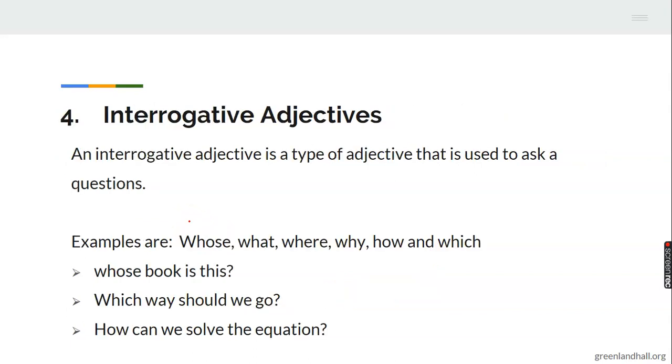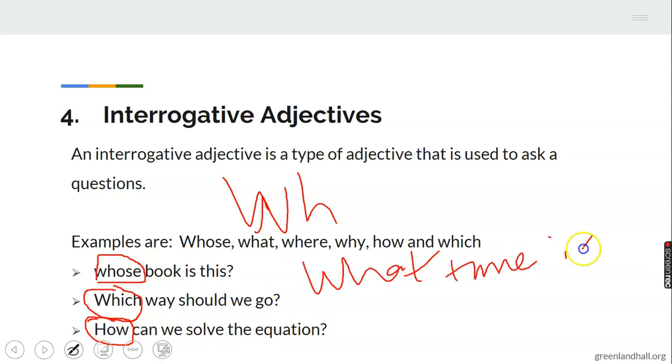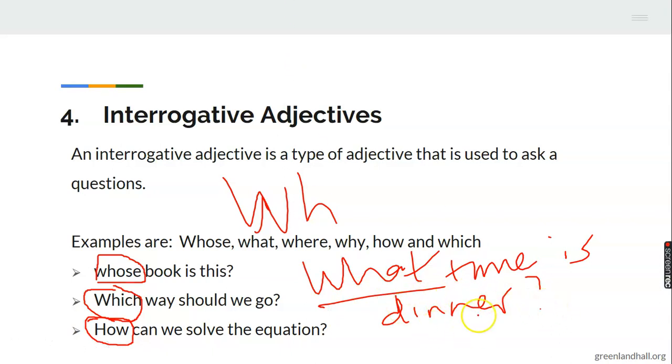Then we have the interrogative adjectives. These ones ask questions. They come before nouns and they ask questions. You have here, whose book is this? Which way should we go? How can we solve? In short, we call them WH adjectives. Mind you, how is WH also because it has H-O-W in it. You can say, what time is dinner? What year is it? So they are called WH adjectives because they ask questions. Let's cancel this A. This A should not be here. You can't say they ask A questions.